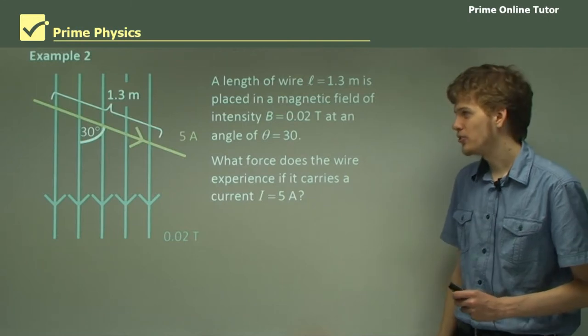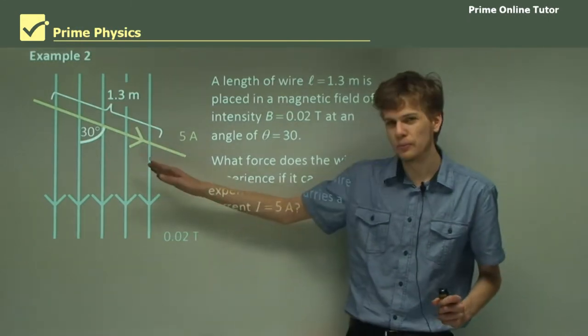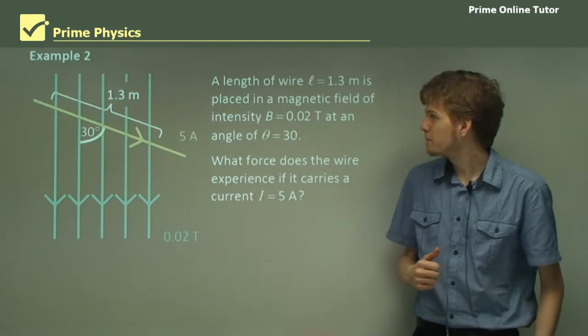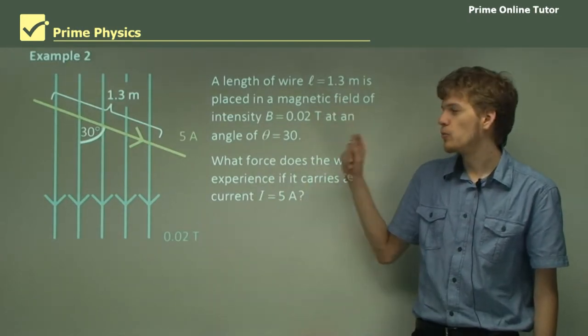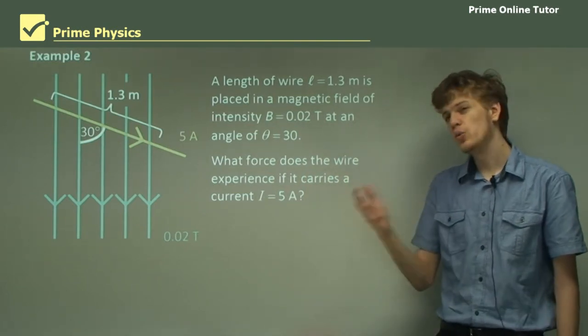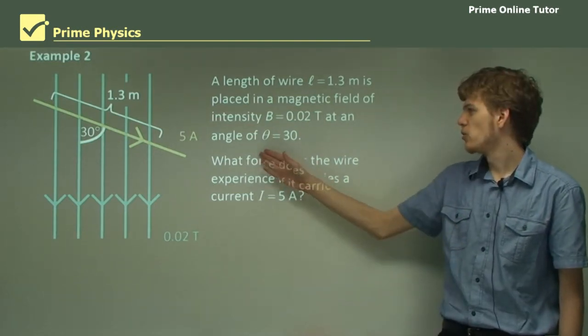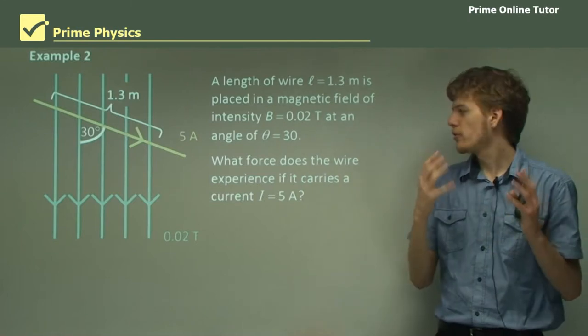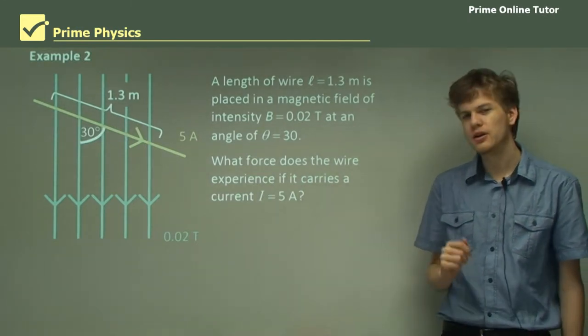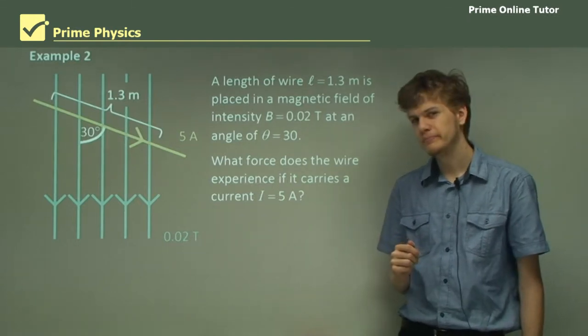All right, let's have another example, this time with an angle, so that we're not quite perpendicular anymore. A length of wire, this time 1.3 meters long, is placed in a magnetic field of intensity 20 milliteslas at an angle of theta equals 30 degrees. So what force does the wire experience if it carries a current of 5 amps?